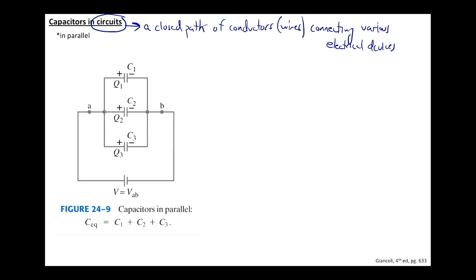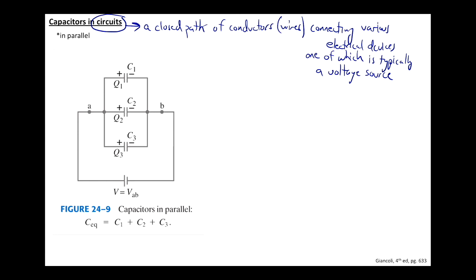A circuit is a closed path of conductors connecting various electrical devices. And I should add to that, one of which is typically a voltage source, something like a battery. A closed path of conductors connecting various things, which allows charges to move around from one thing to the other. If I don't have a closed path, well then there's no place for the charge to go, so it just doesn't even bother. And we're going to look at that idea in more detail in the next chapter.